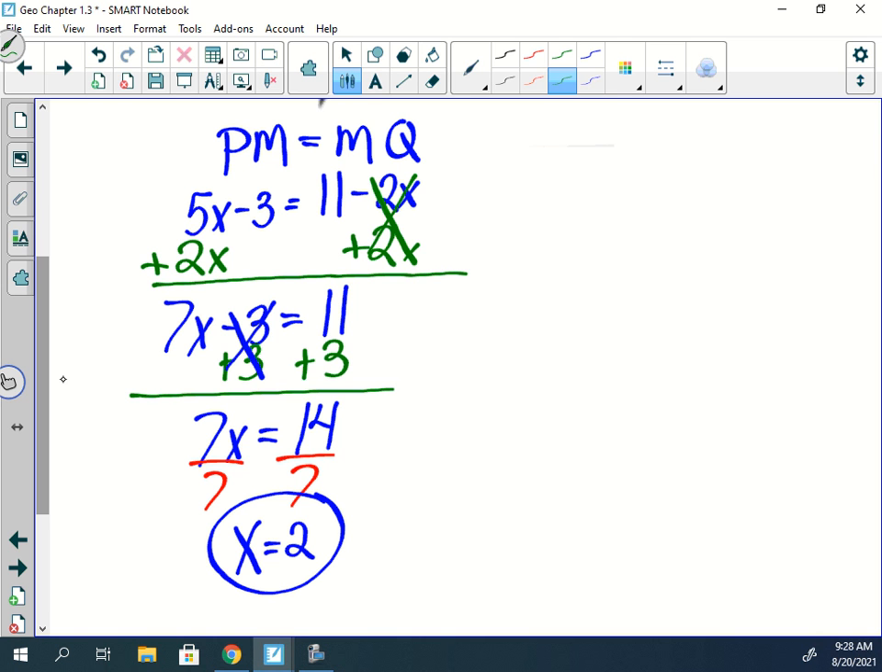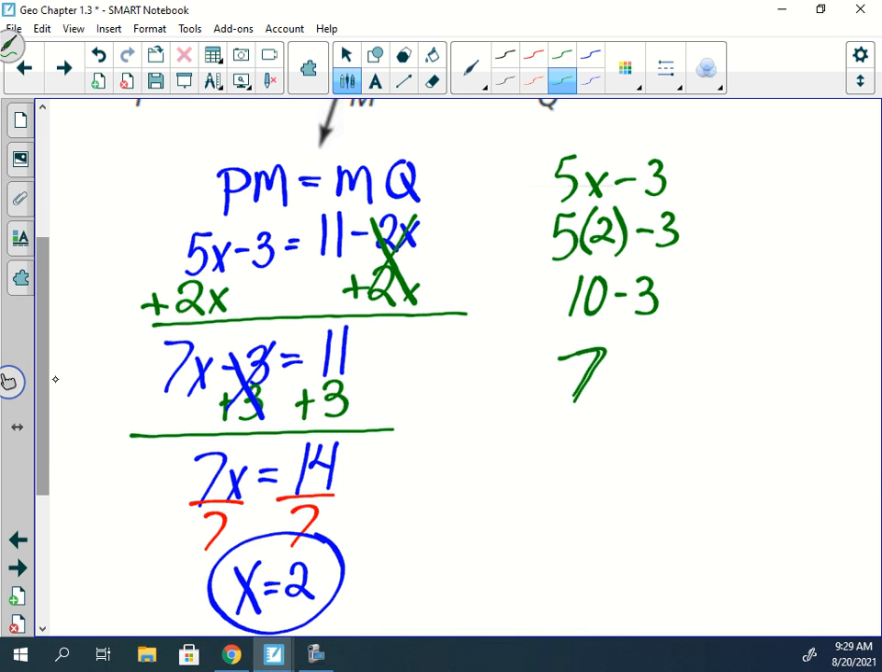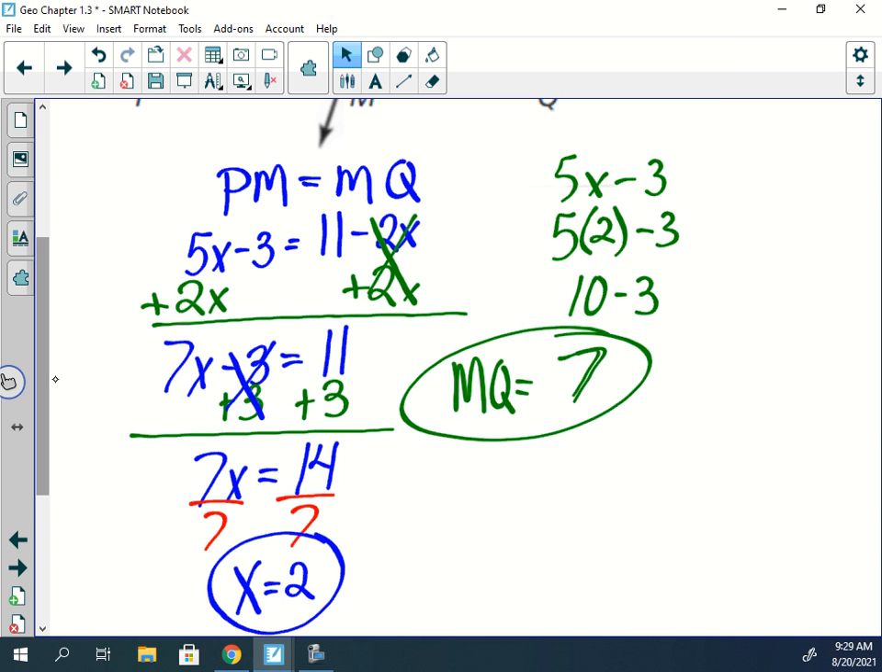So to finish this off, we still have to plug this back in. So I'll just pick 5 times 2 minus 3, or 5x minus 3. And 5 times 2 is 10. And 10 minus 3 is 7. So the length of MQ is 7. Because PM and MQ would both be 7.